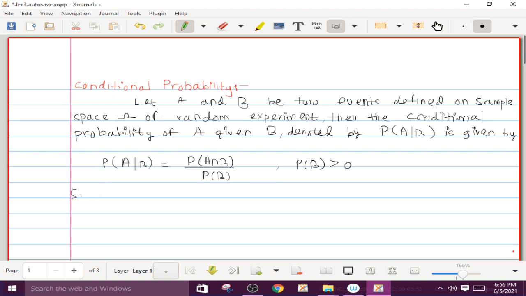Similarly, we can define probability of B given A, which equals probability of A intersection B divided by probability of A, where this denominator should be greater than 0. So in order to find the conditional probability of A given B, we must know this intersection probability.